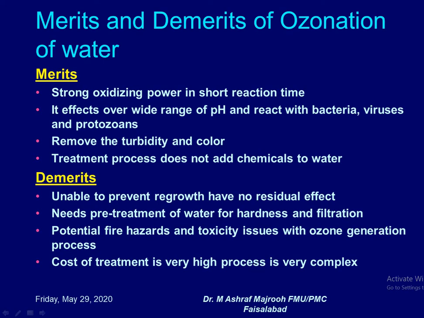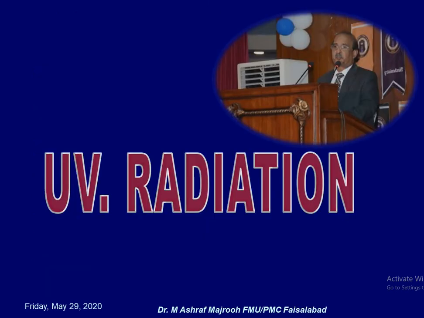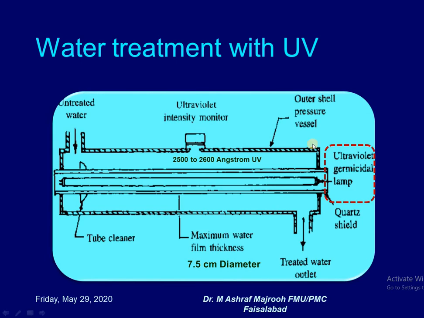These are the merits and demerits of ozonation, and then we will discuss the UV rays reaction. The UV rays treatment is a very simple process. The schematic diagram shows that the main instrument is the ultraviolet germicidal lamp. This is a tungsten rod, which produces 2500 to 2600 angstrom UV rays.